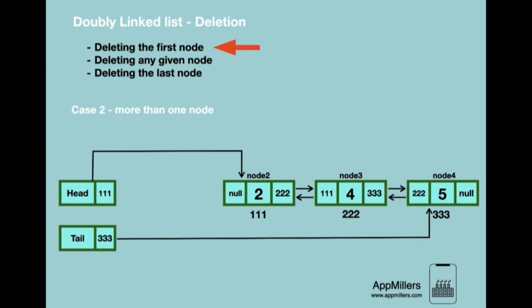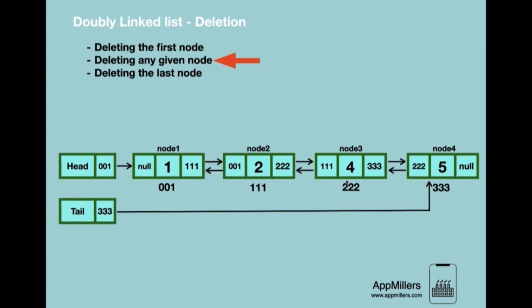Now let's see how can we delete the node from the middle of double linked list. Let's say we want to delete node 3 from this double linked list. So here we need to find the node before this node, and we need to create a link between this node over here and with this node over here. So how do we do this?